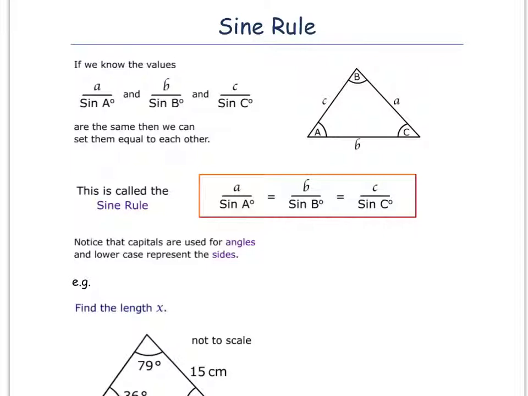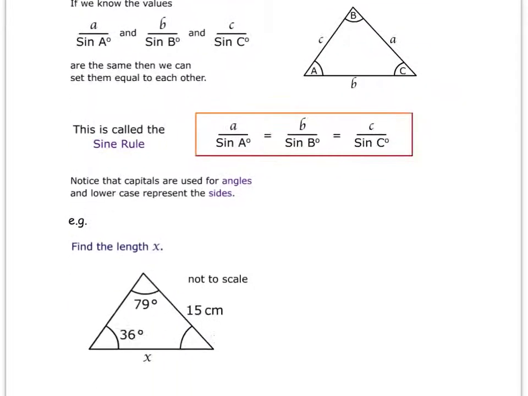Now, this can also be used to find the angle, and once we've done the first example on finding the missing side, we'll look at finding the missing angle by slightly rearranging this equation. We're probably never going to need to use all three bits. We're probably only going to have to use two of the parts. So, let's have a look at an example.